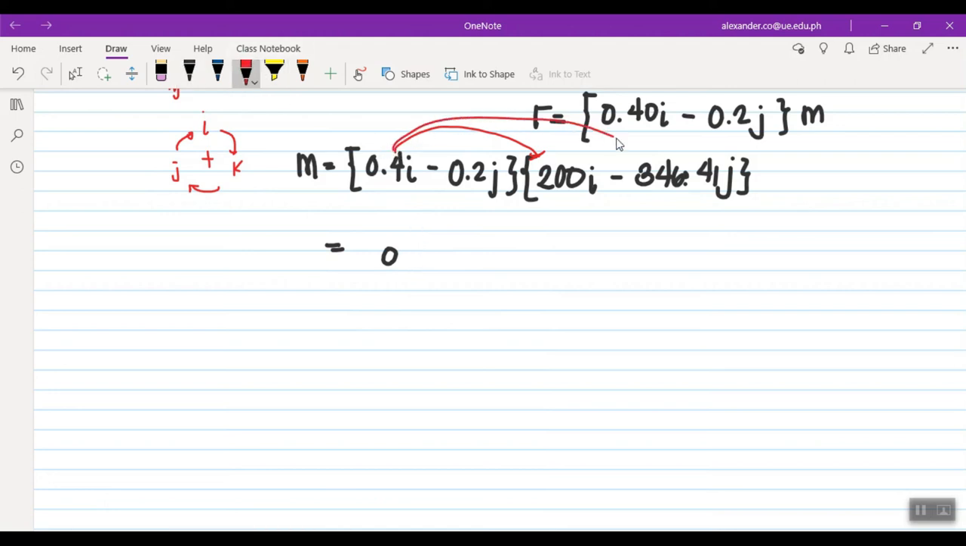Next, ito. That's I times j. Tignan yung rotation. Kumontra. So, that will be negative. Okay? So, negative. Yun. So, I times j negative. Tapos, 0.4i times negative 346.41 j. Okay? Okay. Sorry for that. Narinig nyo ba yung digay ko? Next.